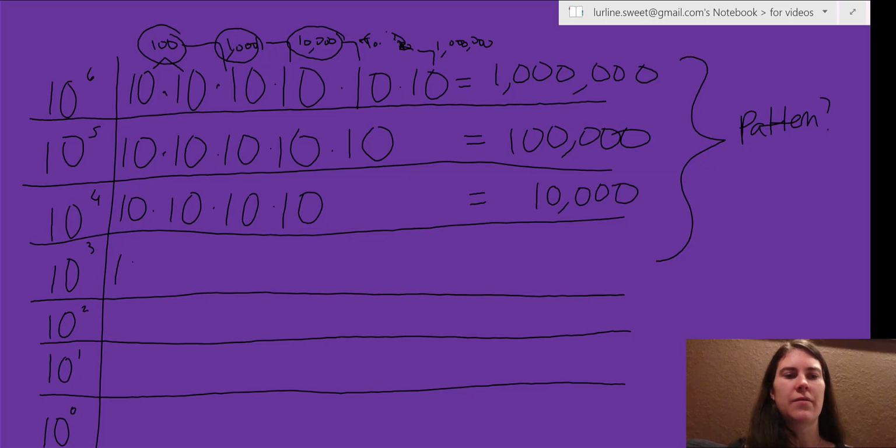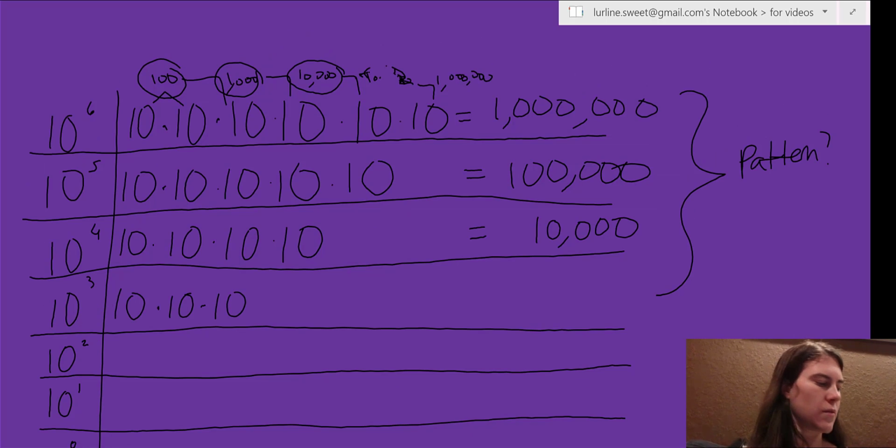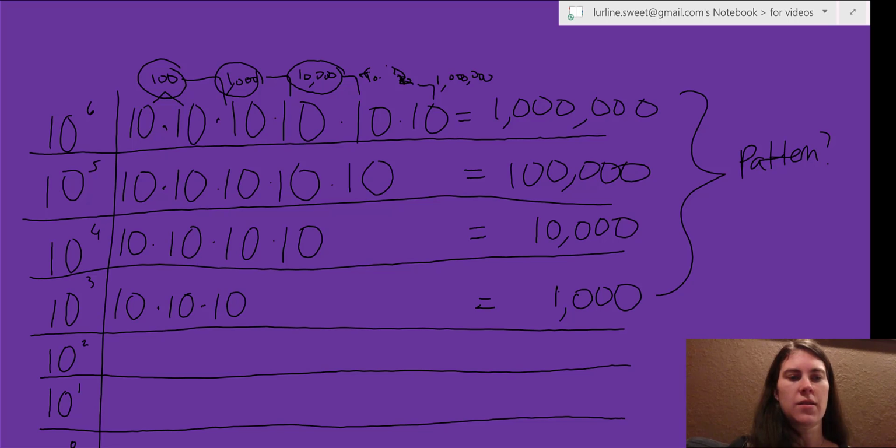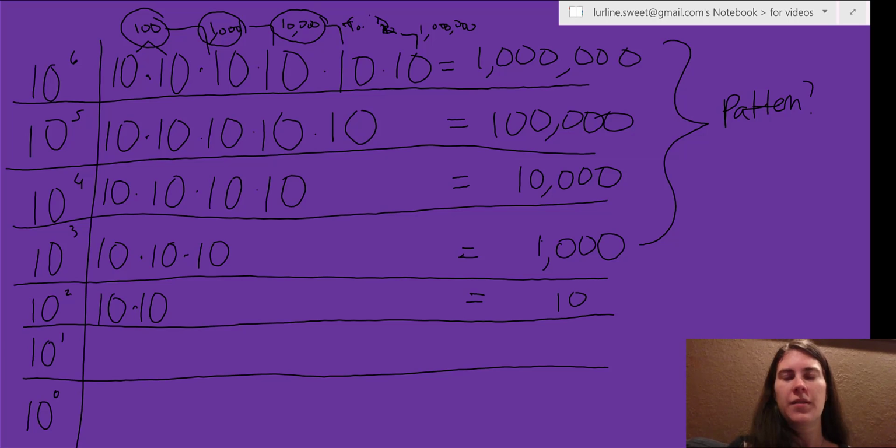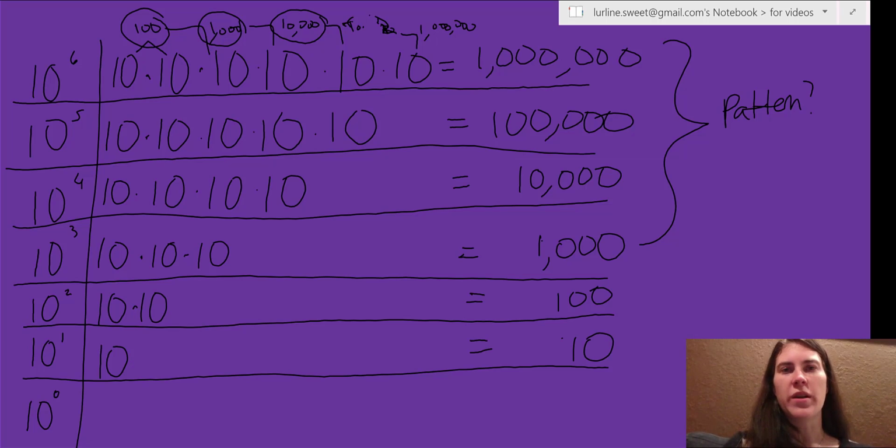10 to the 3rd. 10 times itself 3 times equals 1,000. Right, 10 squared. 10 times itself 2 times because the exponent is 2. 10 times 10 equals 100. You see the pattern now, don't you? All right, 10 times itself 1 time because the exponent is 1. 10 equals 10.